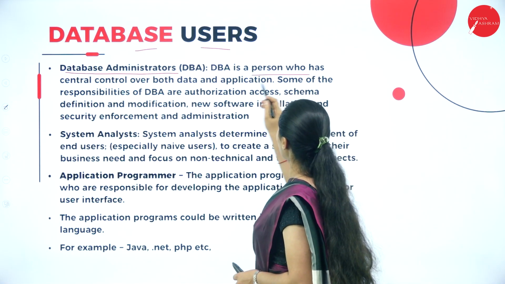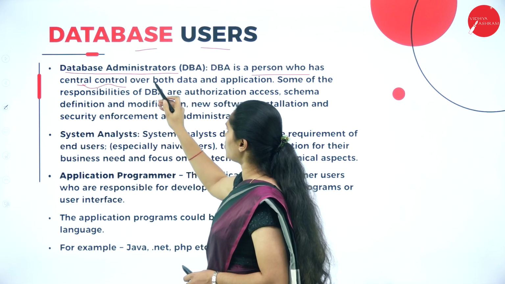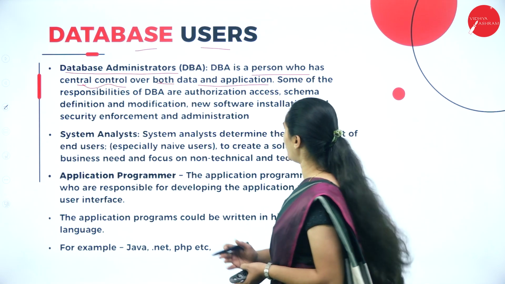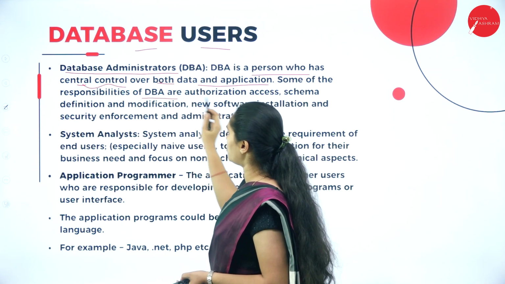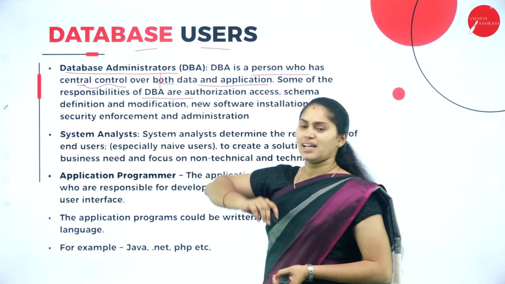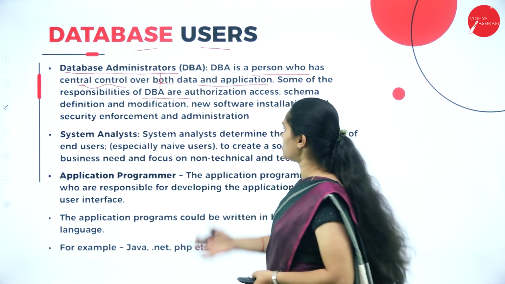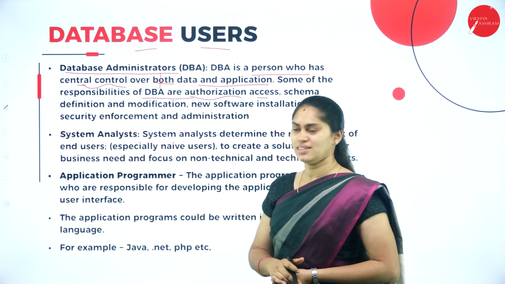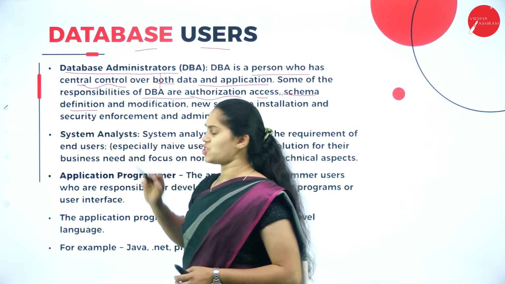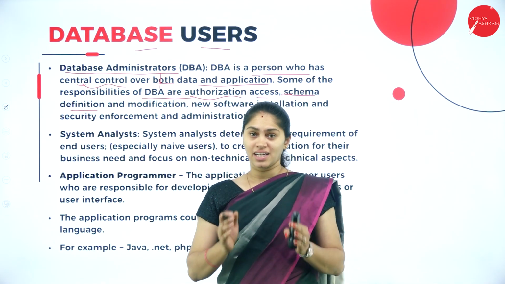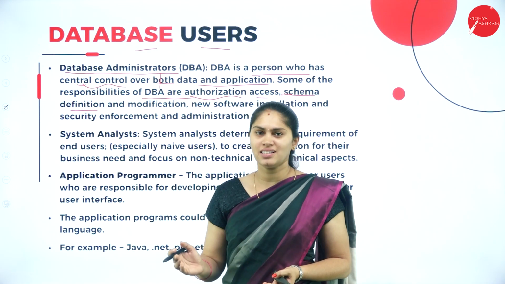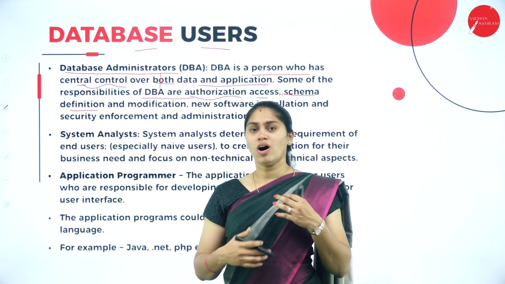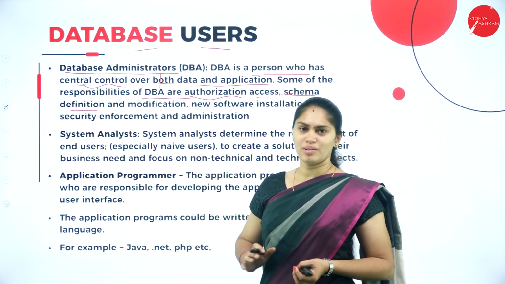That is a person who has central control over both data and application. They can control the data as well as the application. And some of the responsibilities of the DBA, DBA meaning database administrator, what are they going to do? Authorization of access: who can access and who cannot access the database. And also schema definition: how the database should be, what data types it is going to allow, and what the constraints are, the set of rules and regulations to be followed whenever we are inserting data. All those details will be maintained and controlled by this DBA.